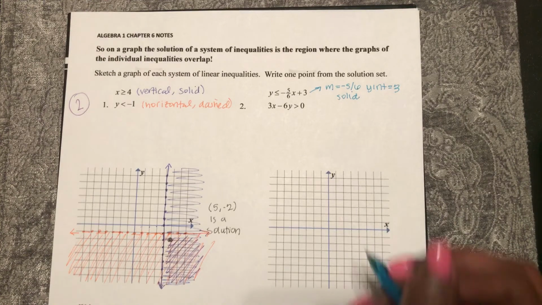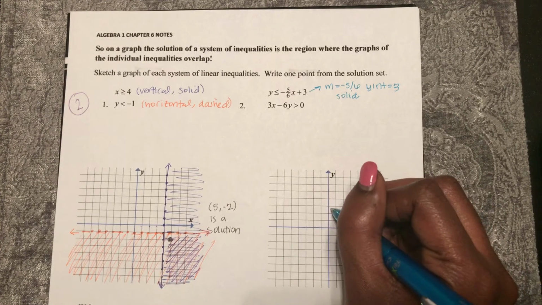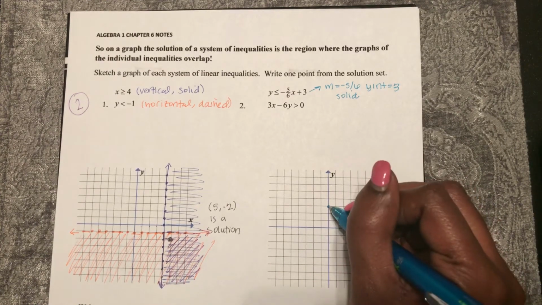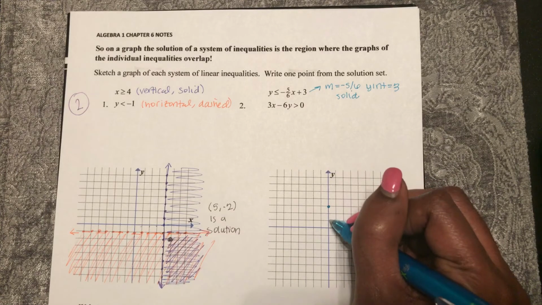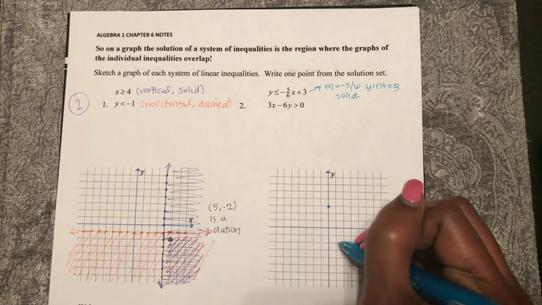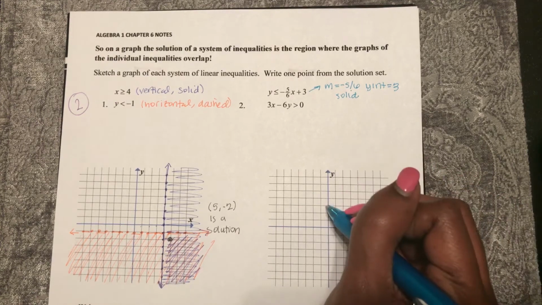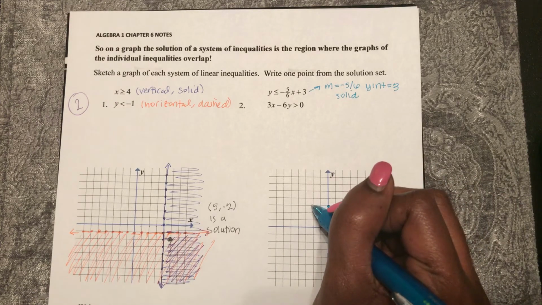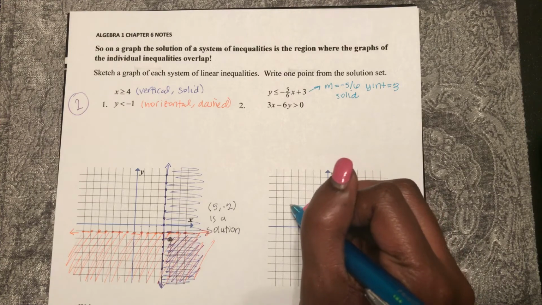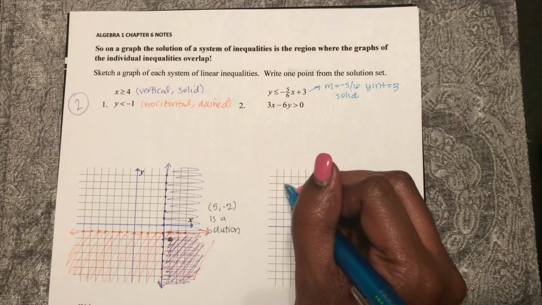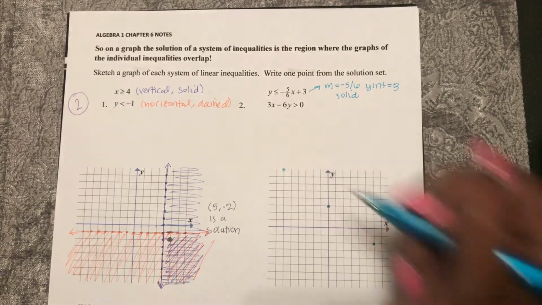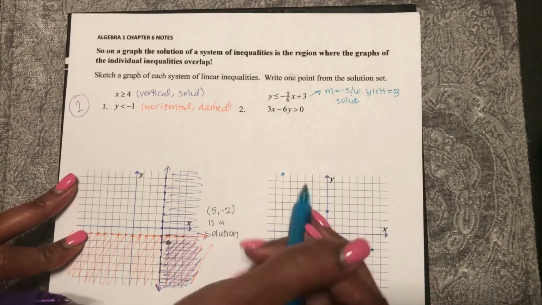So I'll start with my y-intercept at 3, and I'll go down 1, 2, 3, 4, 5 over 1, 2, 3, 4, 5, 6. Let's see if I could do that the opposite way. Over 1, 2, 3, 4, 5, 6, up 1, 2, 3, 4, 5. I can fit it up there. So there's my first line.